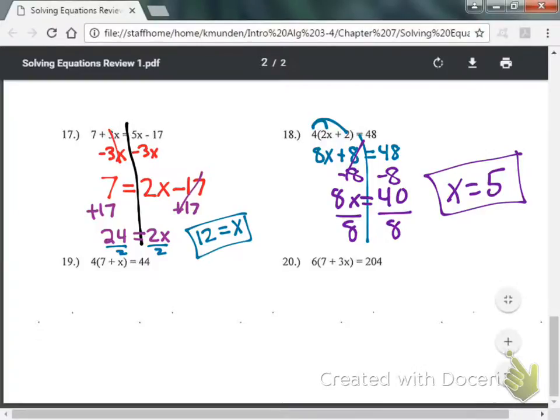Alright, you guys ready for 19 or you need a second to catch up? Okay, I'll take your silence as you are ready to go. 4 times 7 is 28. Plus, what's 4 times x? 4x, and that's going to equal 44.